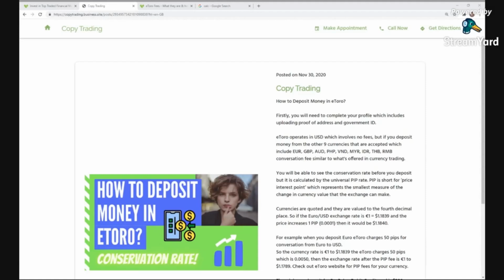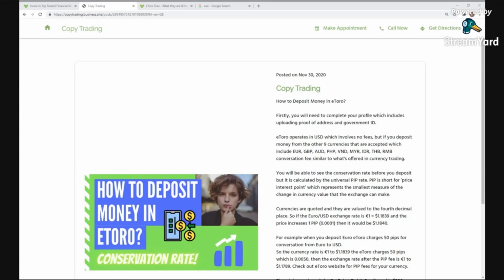Hi, and welcome to Copy Trading on YouTube. Today I'm going to go over how to deposit money in eToro. I'm going to be depositing €500 myself into my account today, and I'm going to be going through with you all the steps on how you do that, the conversion fees, the currencies accepted, etc.